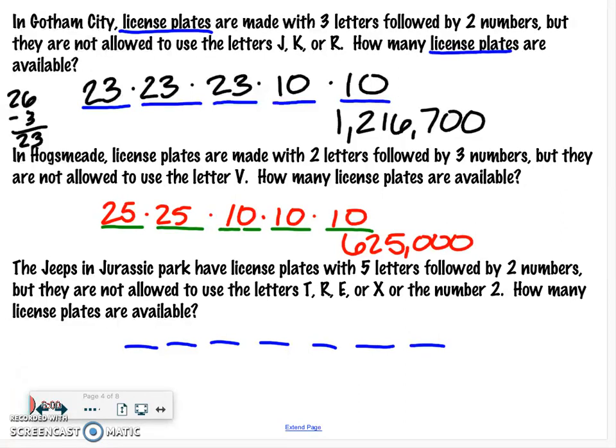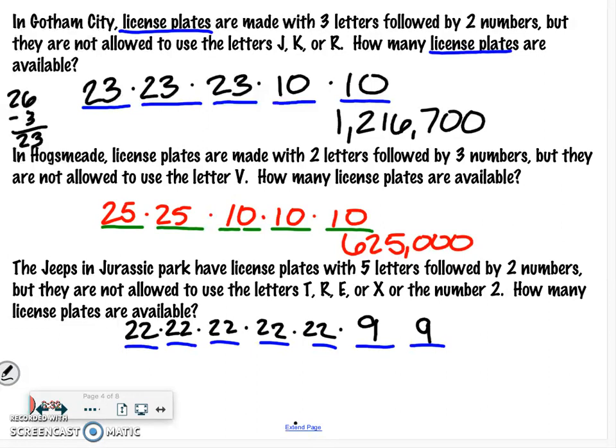Our letters, though, we can't use 26 because they took 4 of them away. So if they take 4 from 26, because we can't use T, R, E, or X, we're really left with just 22. So now I take 22 and fill in those first 5 spots because we have 5 letters. And then lastly, we have 2 numbers, but this time they do limit the numbers we can use. We can't use the number 2. So that means instead of 10 numbers, we only have 9 to choose from.